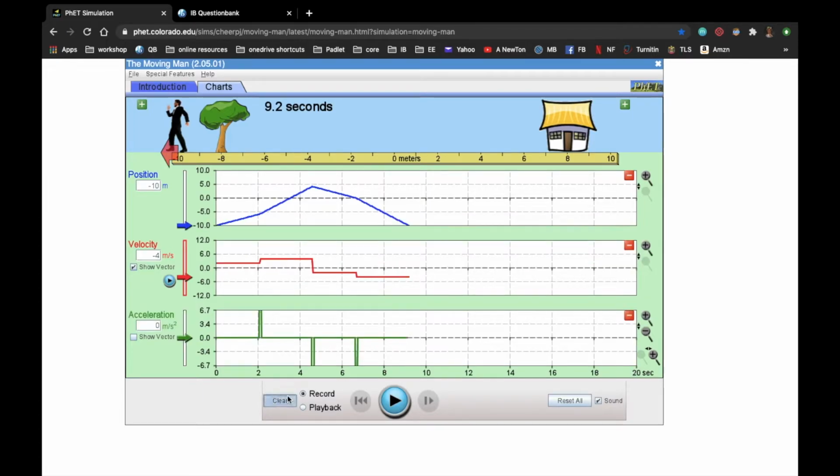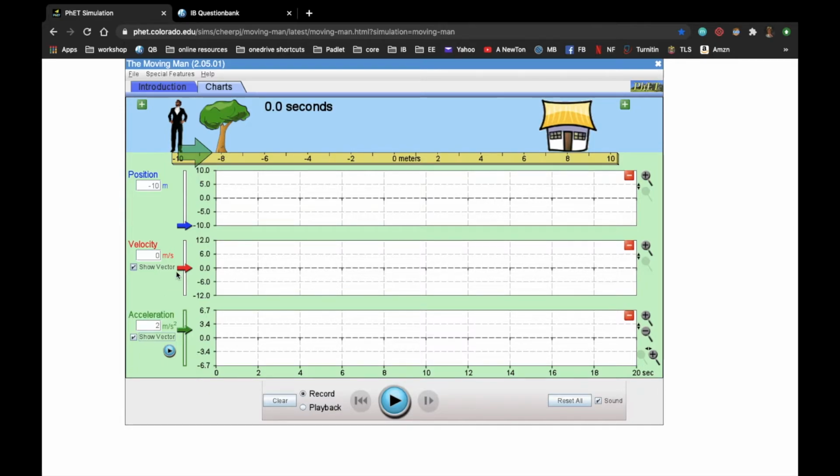Now let's add an acceleration time graph and clear, to see what happens at accelerated motion. I'm going to keep the man at the -10 position mark. I'm going to give him a 0 initial speed, so he's standing at rest. I don't see any vector labeled because he doesn't have a velocity, but this time I'm going to give him an acceleration of 2 meters per second squared, and I'm going to show the vector.